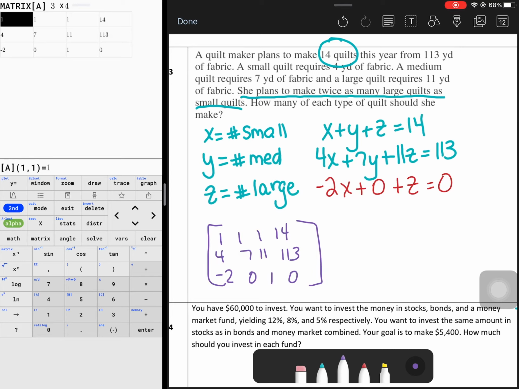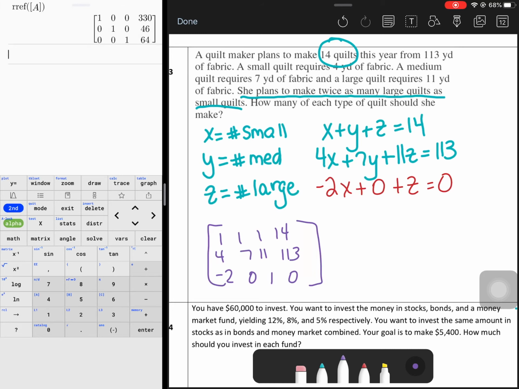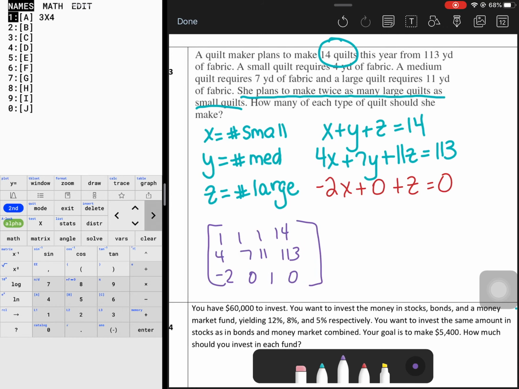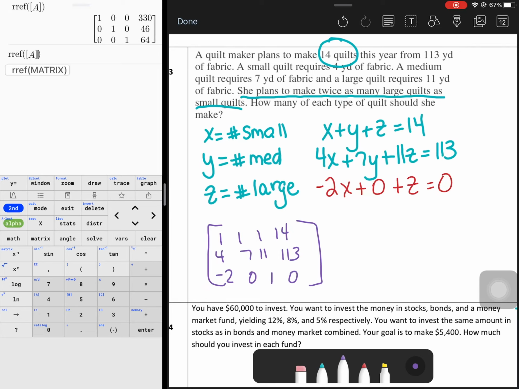Then, if you would please press the blue button second and then quit, go back to matrix, arrow to the right to edit, math, arrow to number 9, row reduced echelon form, and press enter. Then press matrix, and it's already on the name letter A number 1, so press enter, and then press enter again to solve. So it tells us that we're going to make 3 small quilts, 5 medium quilts, and 6 large quilts.